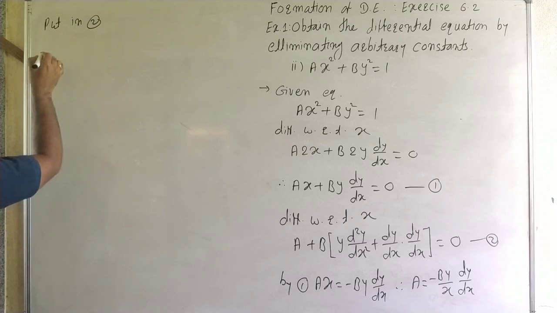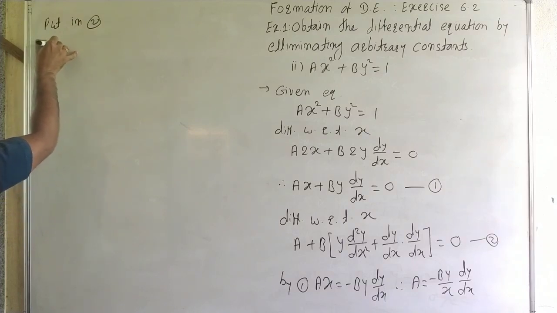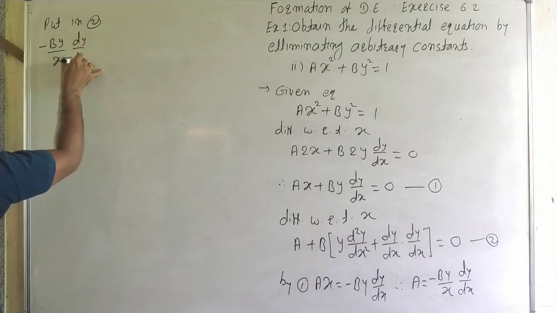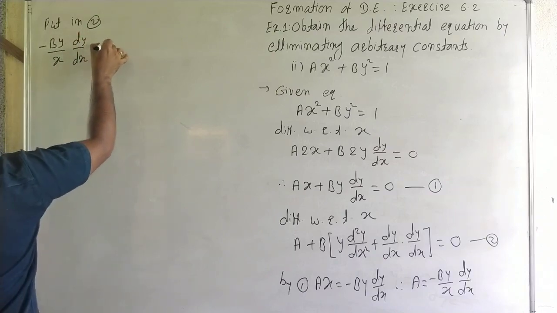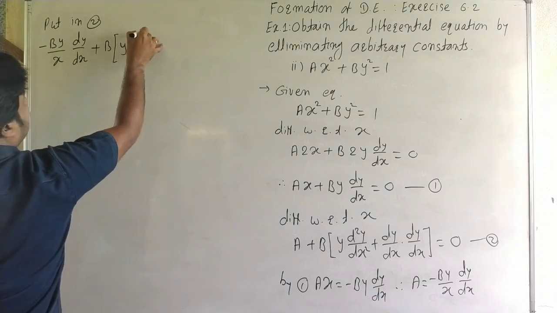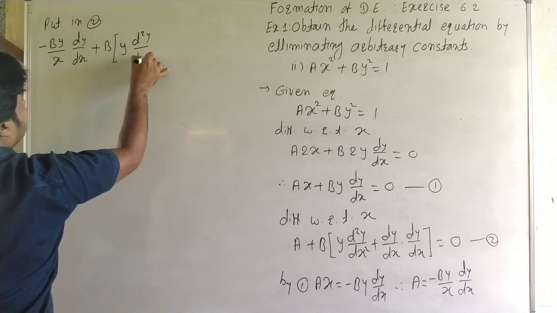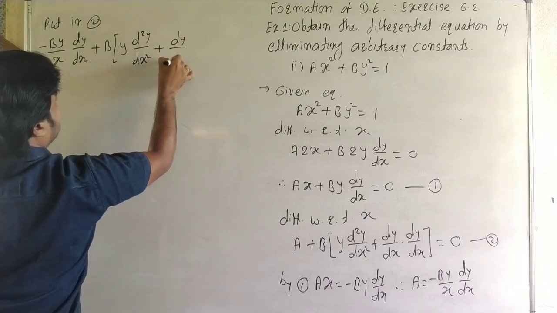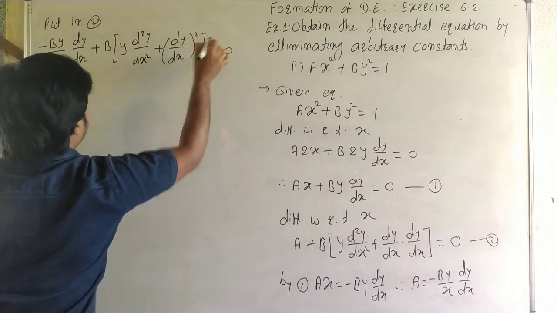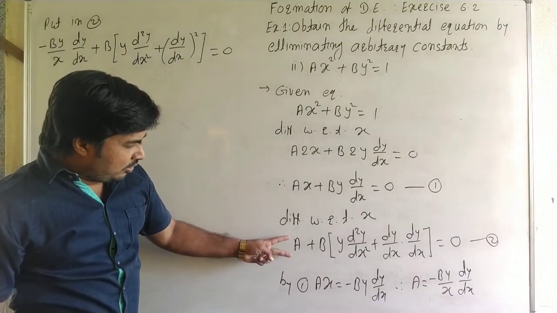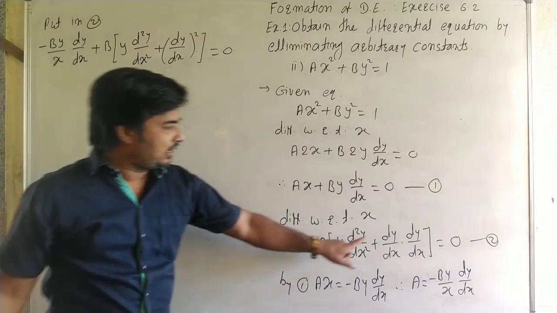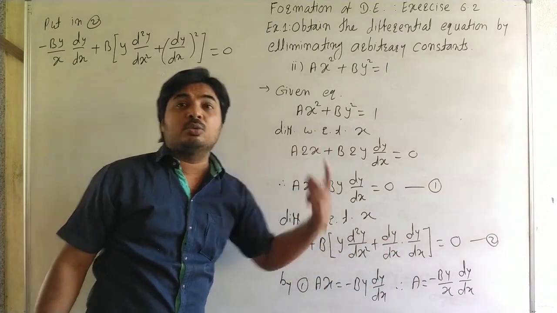then we get a, it is minus y upon x dy by dx plus b into y d2y by dx2 plus dy by dx whole square is equal to 0. See carefully. Here put the value of a by equation 1 and b as it is. Only here dy by dx into dy by dx whole square.